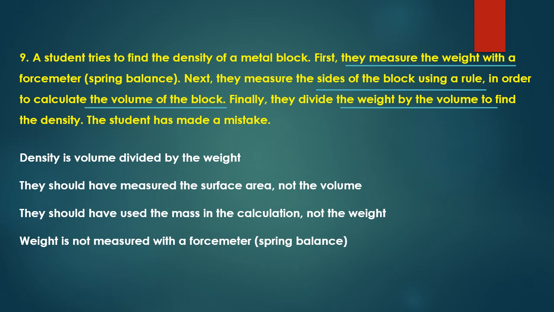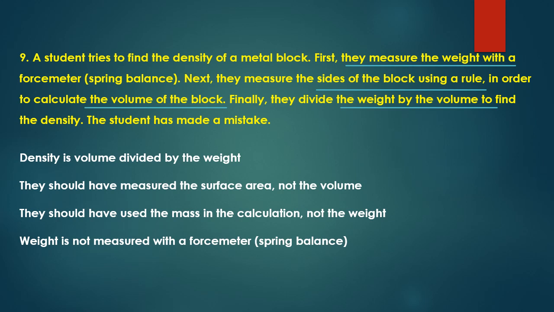So the first one says density is volume divided by the weight. Is that the mistake the student did? Instead of dividing volume by the weight, the student has divided weight by the volume. Is that the mistake? No. They should have measured the surface area, not the volume. No, definitely they should have measured the volume itself. The weight, they should have used the mass in the calculation, not the weight. Hang on. Isn't there something there?